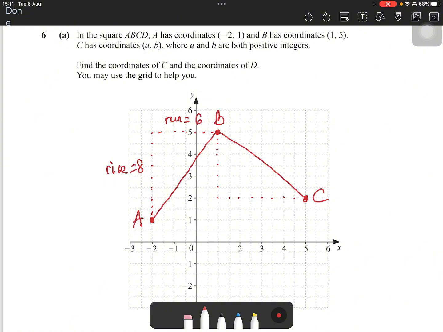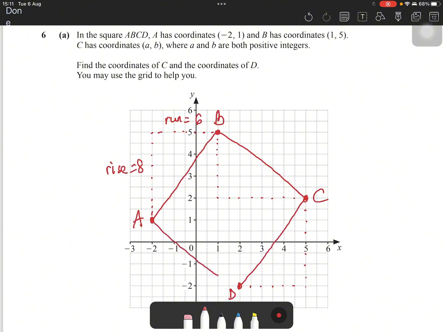And then you know that the side CD is parallel to the line AB, so it has the same gradient. So the rise is 8, and the run is 6. Here it is. So this is the point D.